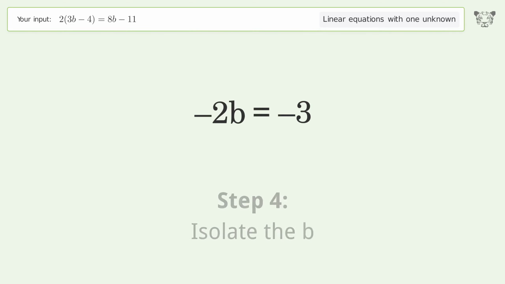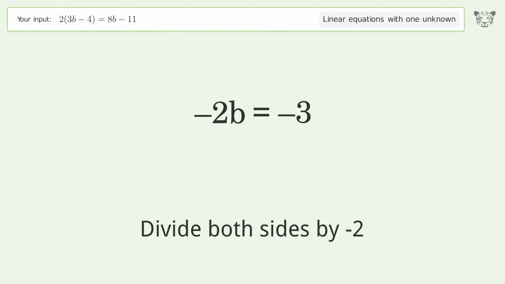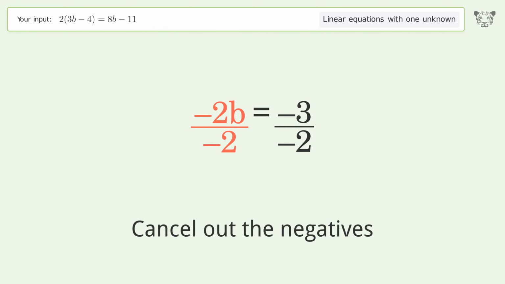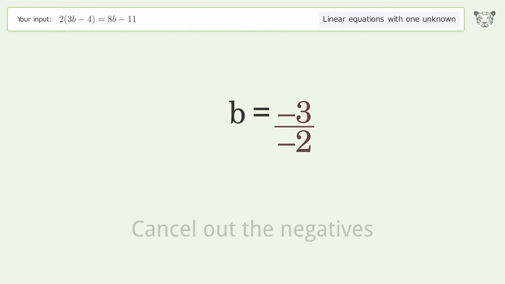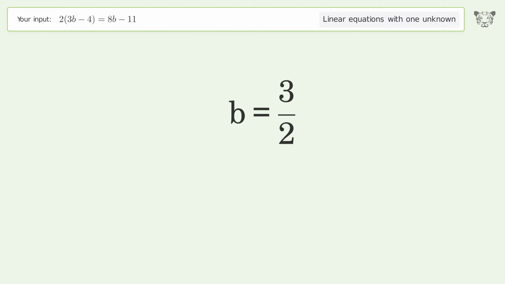Isolate the b. Divide both sides by -2. Cancel out the negatives. Simplify the fraction. Cancel out the negatives. And so the final result is b equals 3/2.